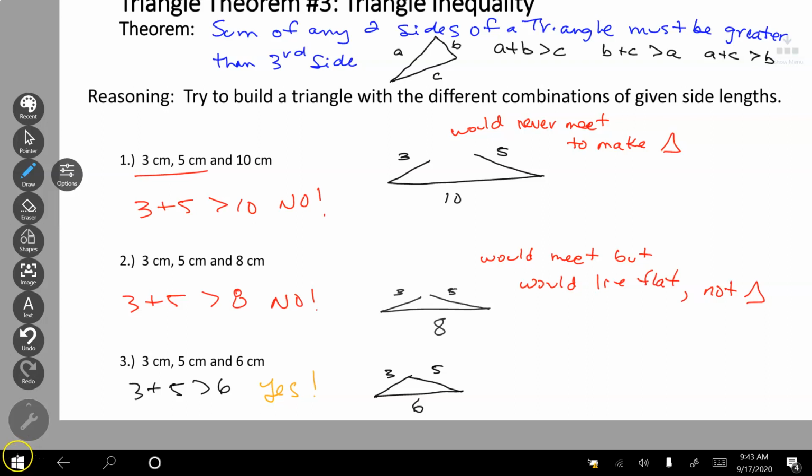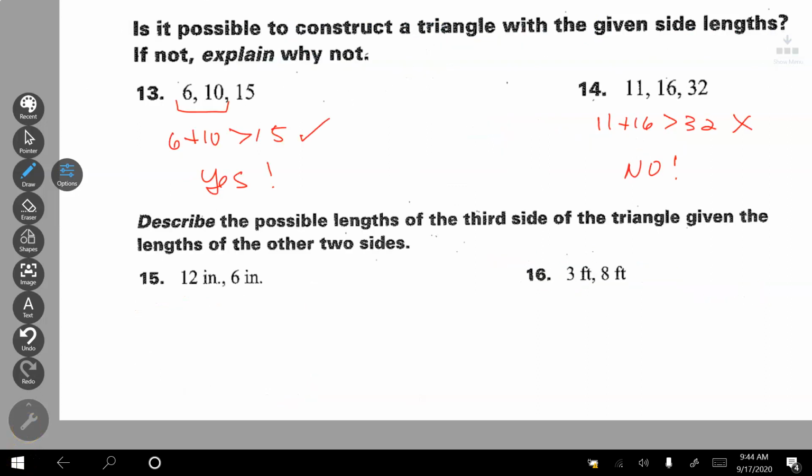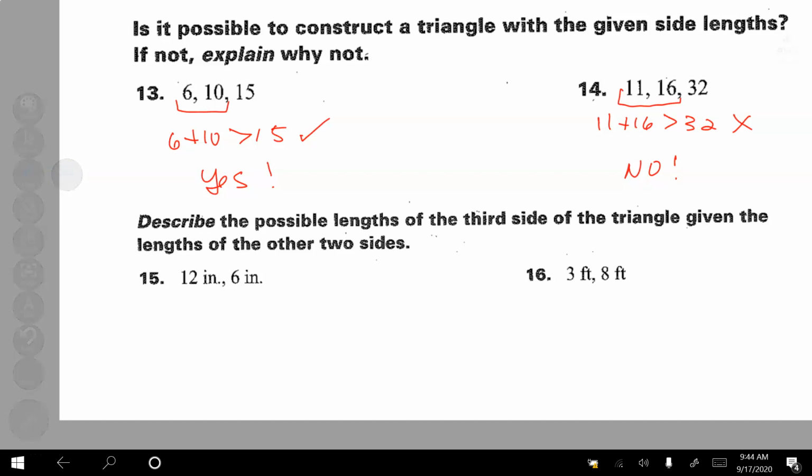Let's try some examples. So on this page, I took the two shorter sides, and I see that the sum of the two shorter sides is greater than that third side. It's a triangle. On problem number 14, it didn't work out. 11 plus 16 is 27. It's not going to be greater than 32. They'll never meet.